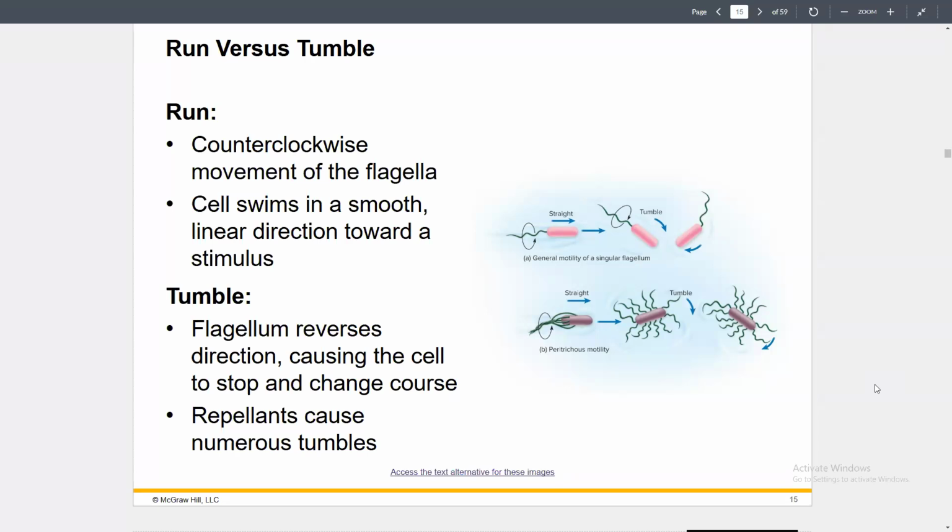But of course, the more flagella that you have, the more energy you're going to be putting into running those flagella. So that's another thing to think about. But runs, usually you're spinning the flagella.